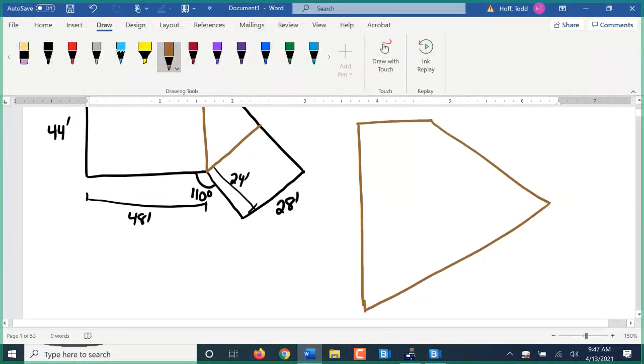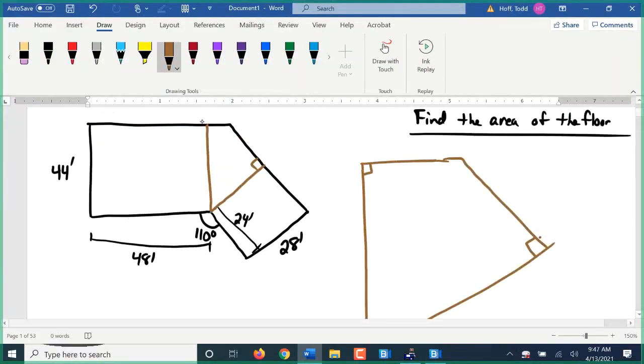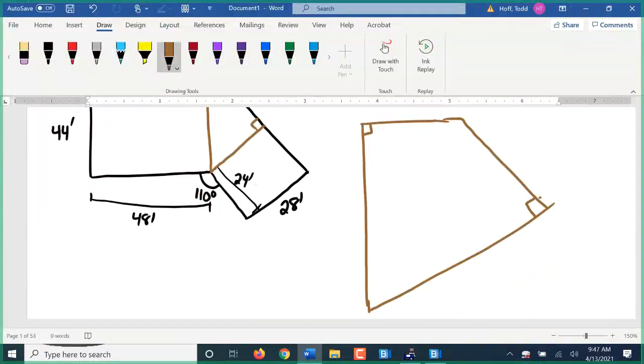We know a couple of things. We know angles here. We know these two angles, drawn this well, are right angles, because when we cut off those rectangles, those would make right angles. So we know that much. We know this angle here is 110 degrees. Then because of that, we know this angle down here has to be 70.